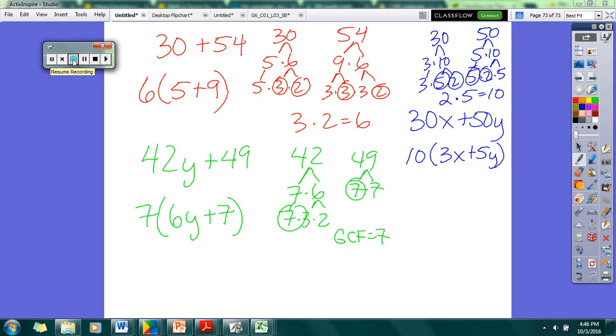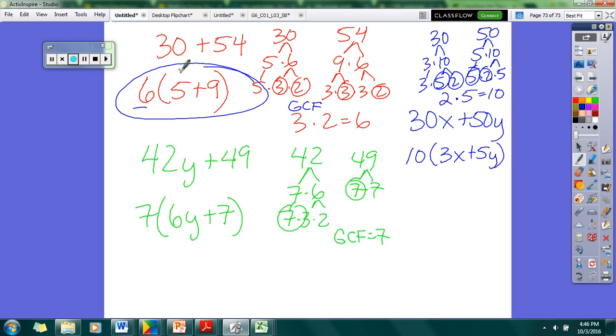Okay, so here are the 3 problems solved. 30 plus 54. As you can see, I did factor trees and found that the GCF is 6. So here's my 6. And 6 goes into 30 5 times, 6 goes into 54 9 times. So my final answer is 6 times the quantity 5 plus 9. 42y plus 49.